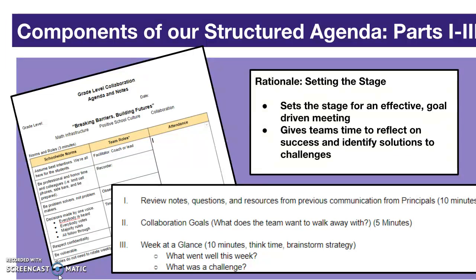They set goals for their meeting. They review feedback and notes from the previous agenda that is usually communicated from one of the principals. And then they just reflect on the week at a glance, looking at what went well and what was a challenge. And this is just a really quick piece of their agenda.